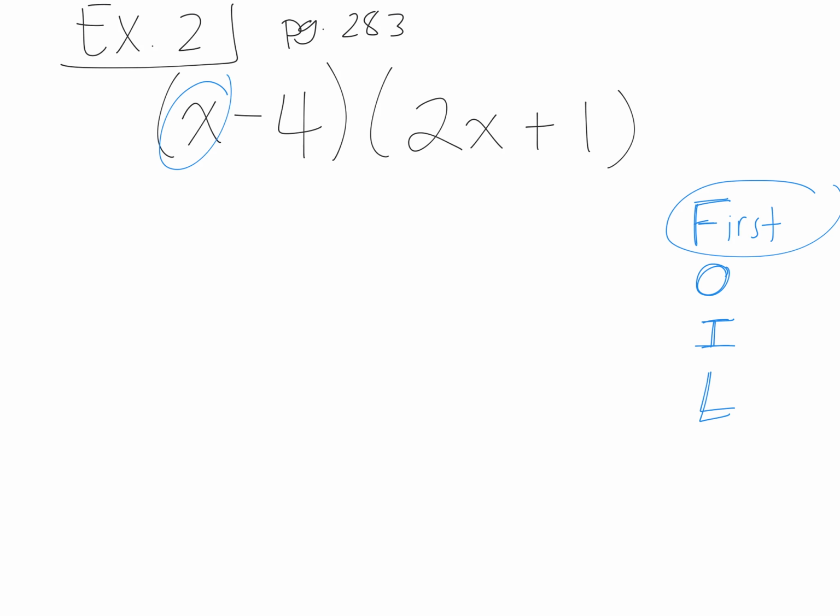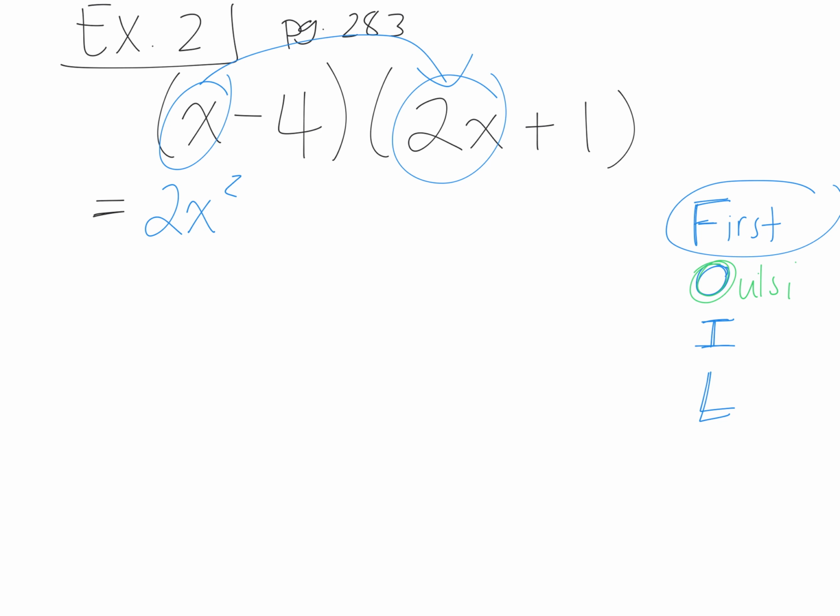And like I just showed you, I'll draw a little arrow like a rainbow method. We're using FOIL to help you remember. What is x times 2x? 2x squared. Sorry, that should be an equal sign.